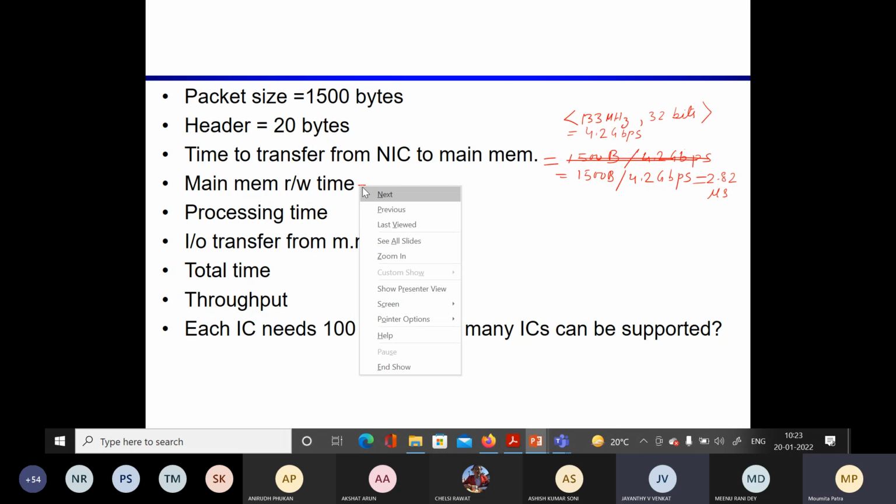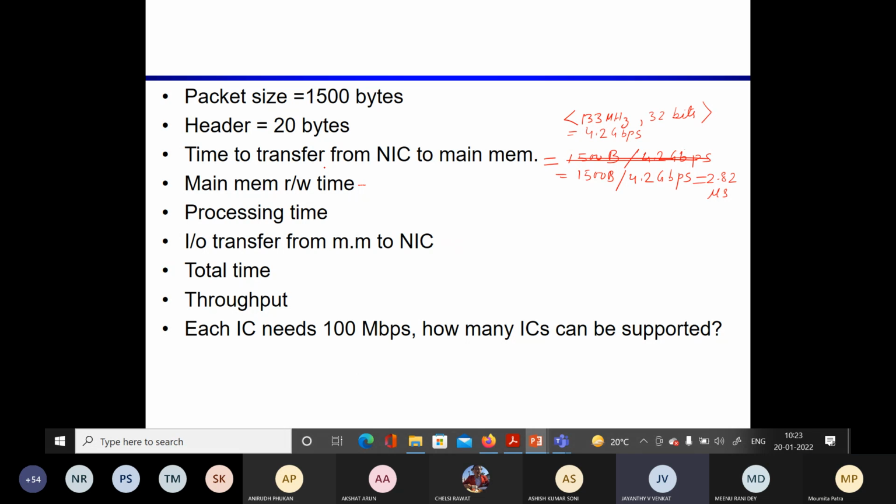Then what is the main memory RW time? Do you need to calculate this again? Yes, because of the 20 byte header. What was this value in the last calculation? 12.5 nanoseconds. Okay, what is the processing time? It should be the same, no? 6.7 nanoseconds. Then the I/O transfer back from main memory to the NIC.